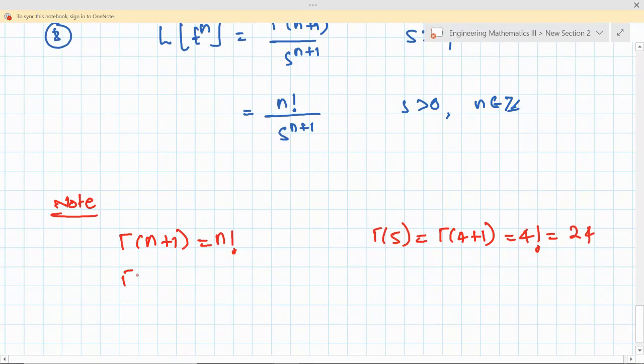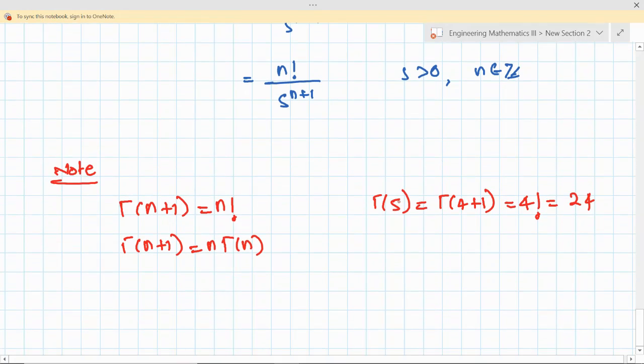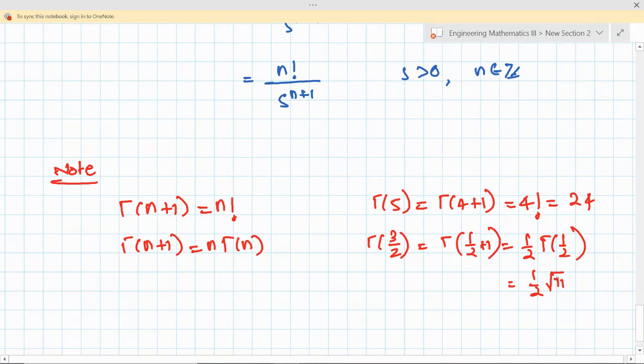And another result that we have, gamma of n plus 1 is equal to n into gamma n. We widely use this result generally if n is rational. Suppose if I want gamma of 3 by 2. What is gamma 3 by 2? It is nothing but gamma of 1 by 2 plus 1. And it is nothing but 1 by 2 gamma 1 by 2, in this way. But gamma 1 by 2 is nothing but what? Root pi. The answer of this is nothing but 1 by 2 into root pi.